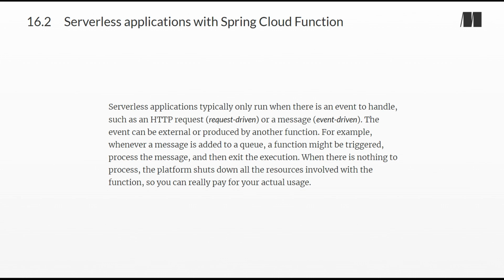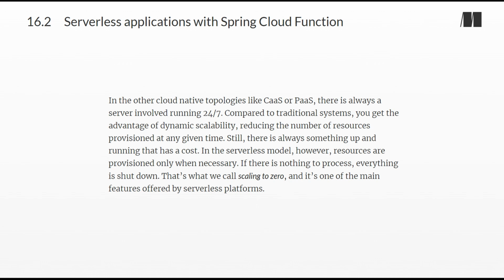For example, whenever a message is added to a queue, a function might be triggered, process the message, and then exit the execution. When there is nothing to process, the platform shuts down all the resources involved with the function, so you can really pay for your actual usage. In the other cloud-native topologies like CaaS or PaaS, there is always a server involved running 24/7. Compared to traditional systems, you get the advantage of dynamic scalability, reducing the number of resources provisioned at any given time. Still, there is always something up and running that has a cost.